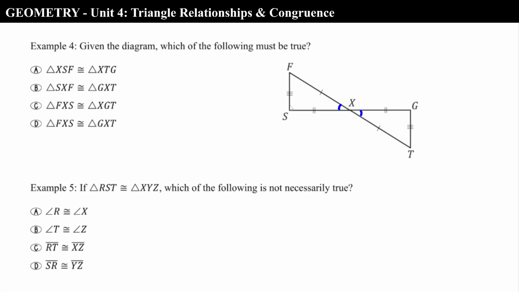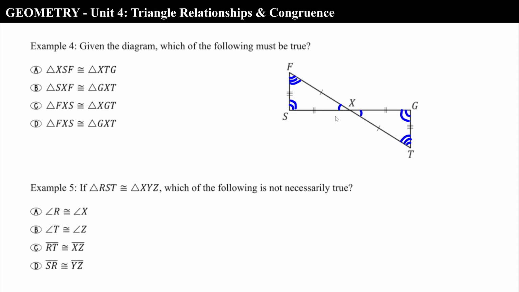Between 2 and 3, I'm going to mark this one. Same thing over here. Between 2 and 3, I'm going to mark that here. And then F is going to be congruent to T. So now that we have everything marked, let's just see which congruent statement works.